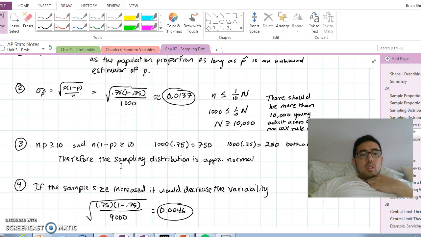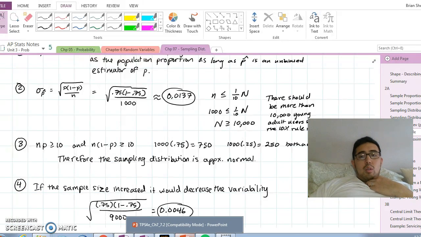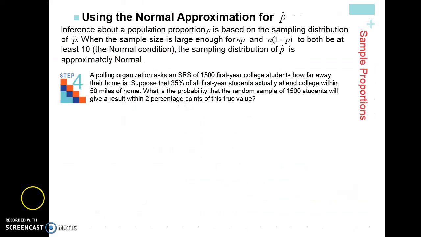Okay, so let's now put all of this together. A polling organization asks a simple random sample of 1,500 first-year college students how far away their home is. Suppose that 35% of all first-year students actually attend college within 50 miles of home.